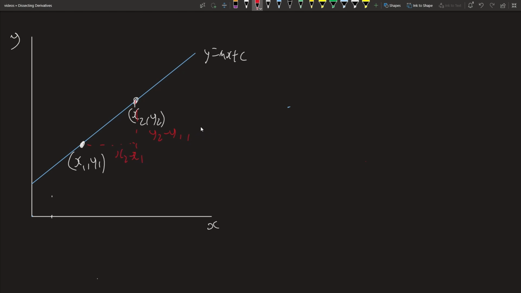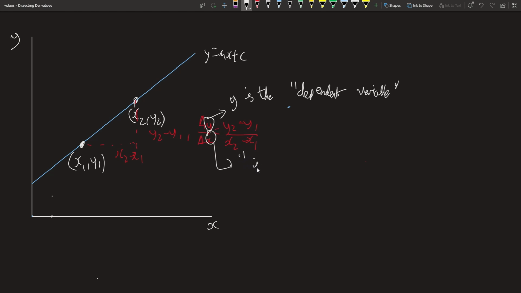And the gradient, which is defined as delta y over delta x, is equal to y2 minus y1 over x2 minus x1. This is the expression to find the gradient of a straight line. So we clearly need 2 points, 2 sets of coordinates, in order to find the gradient. And also, to clear up some terminology, y is known as the dependent variable, and x is the independent variable.